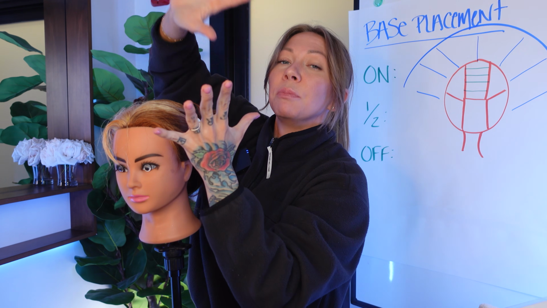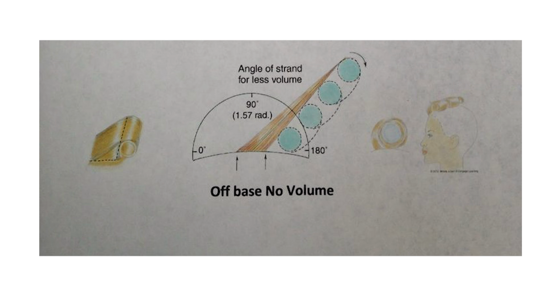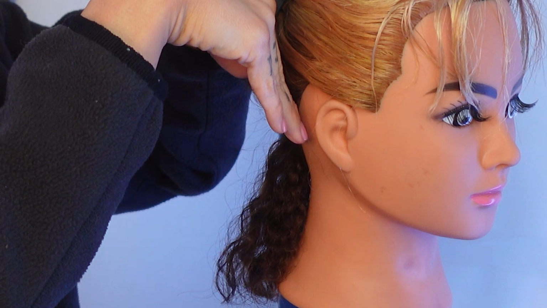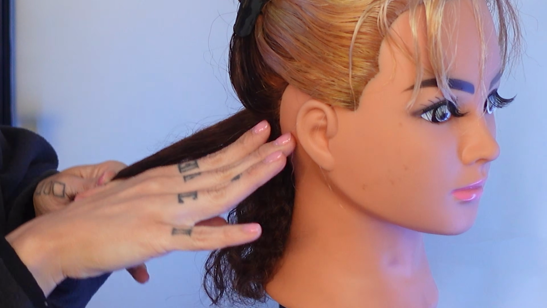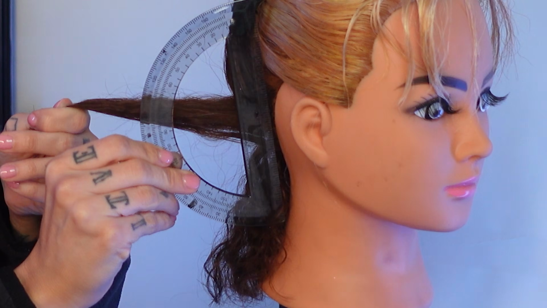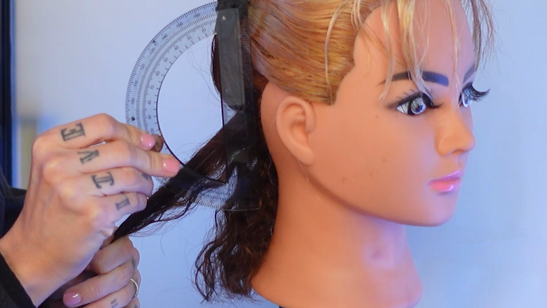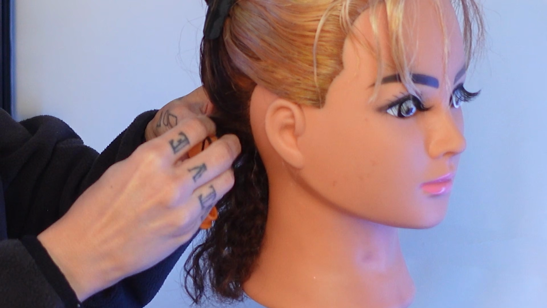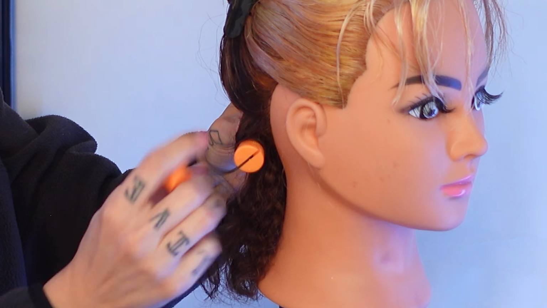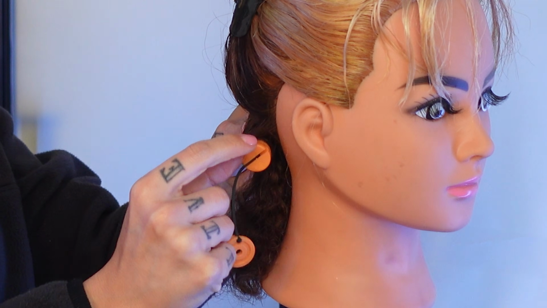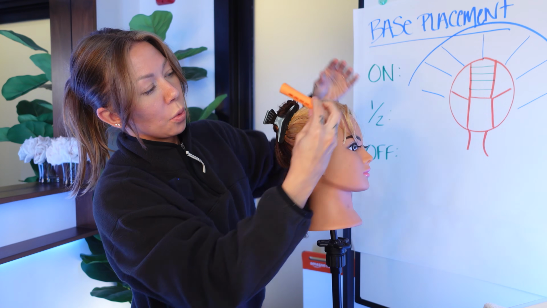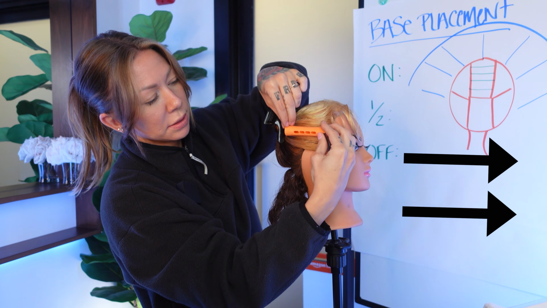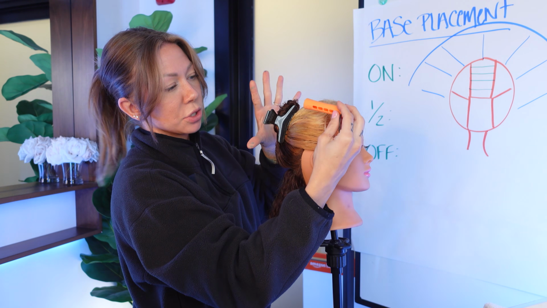On base is going to give you the most volume. Half off base in the middle, off base, least amount of volume. Off base is off the base. Where on base was 45 degrees above, half is 90, this is 45 degrees below. 90 about here, 45 is going to be right here. And it's sitting directly off the base. You'll have a straighter root. Base direction is just the angle the rod's going. Vertical, up and down, or are they horizontal, side to side? So that's the base direction.